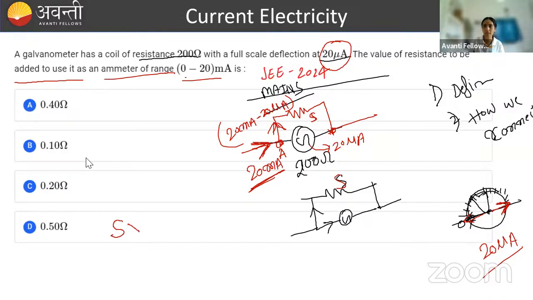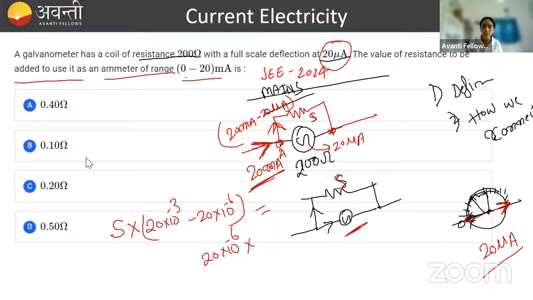S into S, S is the resistance, right? So S into current. How much current went? 20 milliampere minus 20 microampere. Okay, and this will be equal to how much? Current through the galvanometer, 20 into 10 to the power minus 6, into resistance of galvanometer, that is 200.